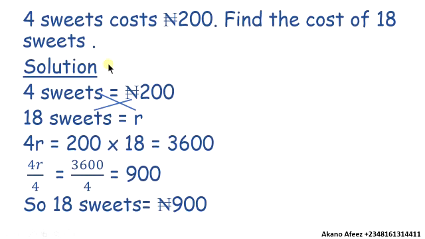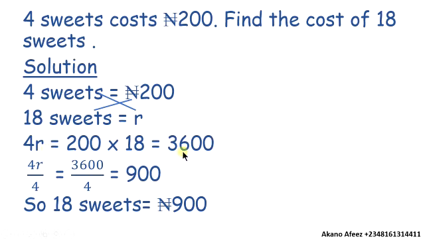The next one: 4 sweets cost 200 naira. Find the cost of 18 sweets. Translate it into a mathematical statement. 4 sweets equals 200 naira. 18 sweets equals, represent with a letter. I used R here. 4 times R gives us 4R. 200 times 18, if you calculate that, gives you 3,600. So we have 4R equals 3,600.